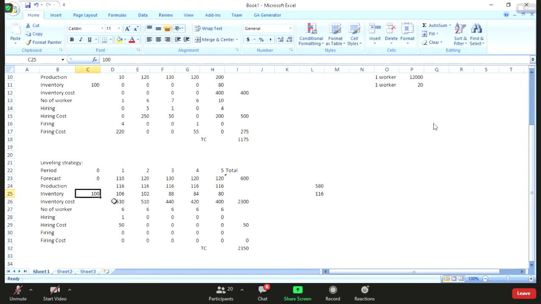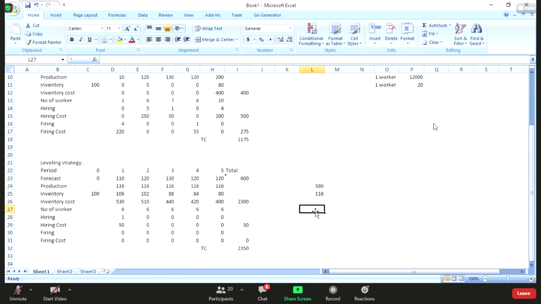Let's say we want to implement subcontracting. It means that we need to produce at the lowest of this. The lowest is 110, right? So we produce 110 constantly, like that. And after that, we can solve using the same way. Mohsen, clear? Yes, sir. Thank you.